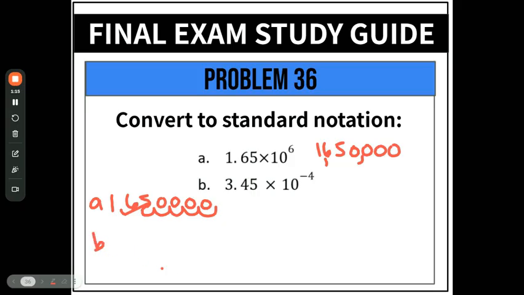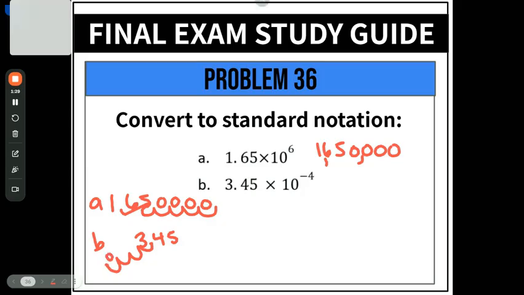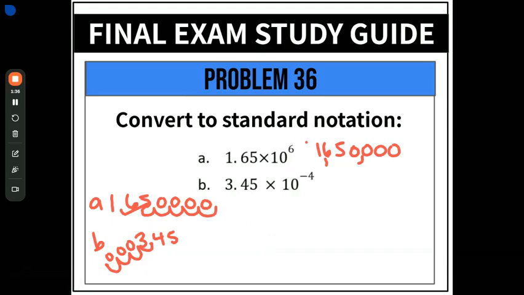Okay, for B, same thing. Our decimal is just going to go in the opposite direction because our exponent is negative. So I have 3.45. Move 4 times to the left. 1, 2, 3, 4. Decimal goes here, and zeros go in the little baskets I've created. They're just jumps. They're not really baskets. Okay, and so my answer is going to be 0. Got 3 zeros here, and then 3, 4, 5.